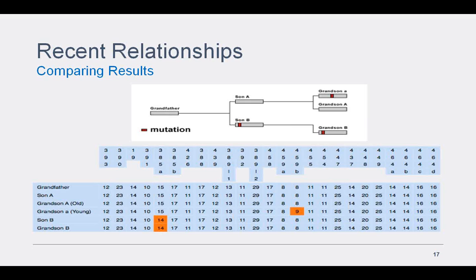But then when you go to the 25 marker match level, which is all of this, that is going to be a genetic distance of 2 at 25 markers. So that's important to keep in mind when you're looking at your matches.